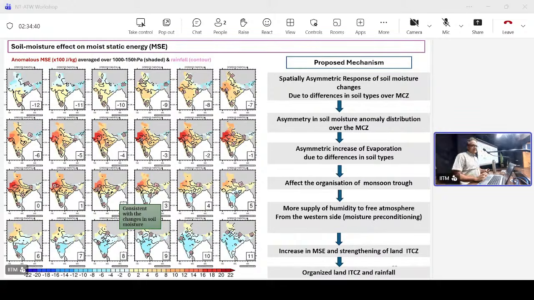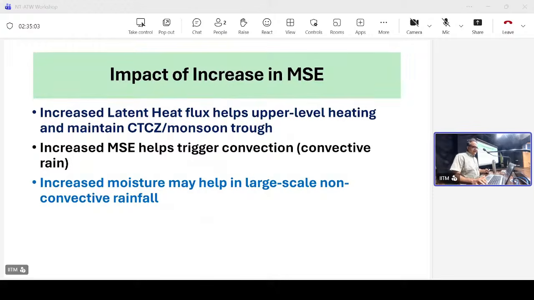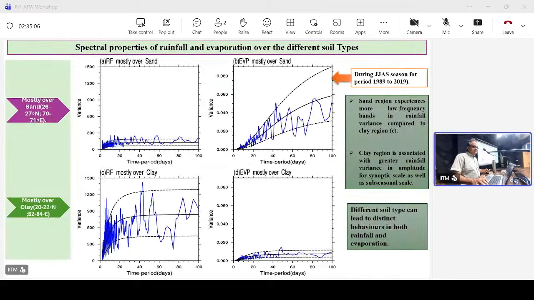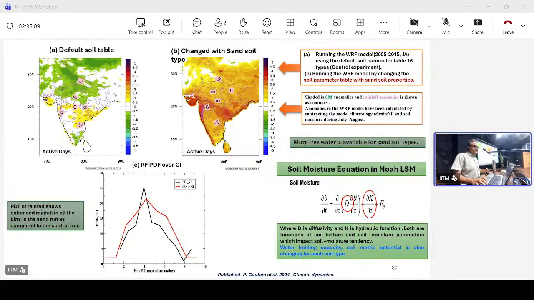So what we find is that because of the asymmetric distribution of the soil moisture, which could probably be related to the soil distribution, there is an increase in the moist static energy, which actually gives organized rainfall over Indian land. Now, whether the model is giving the desired impact: we did an experiment, artificially, with a WRF experiment, where we changed the soil to a full sand soil type scenario. We can see it indeed gives much more rainfall over this region. So that feedback mechanism is correct.